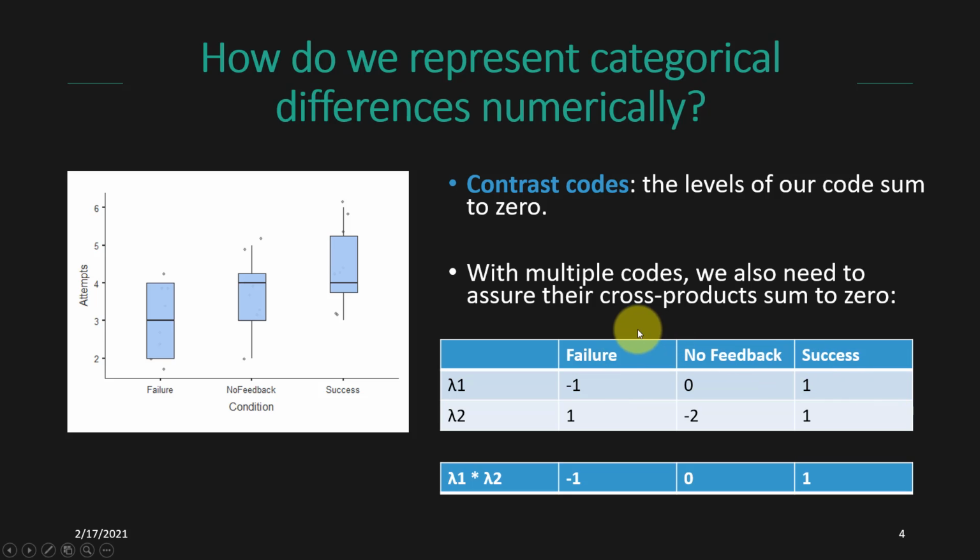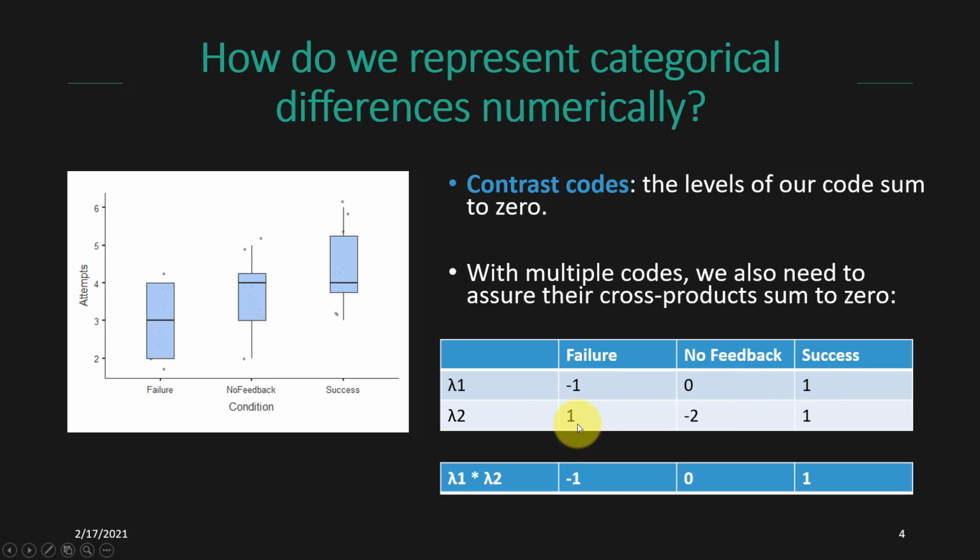If we have a low to a neutral to a high dose of something or exposure in our treatment, we'd probably want to code them in this way so that our first contrast is going to tell us about this condition relative to this condition up here.